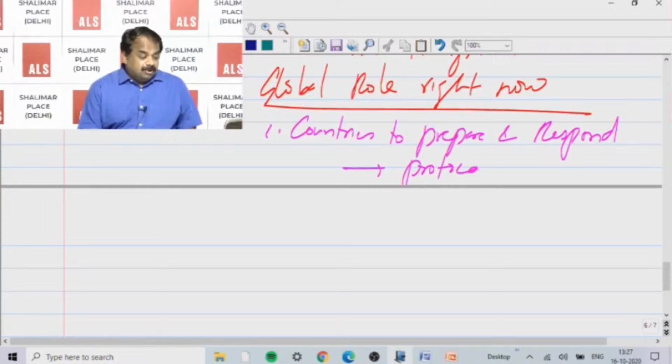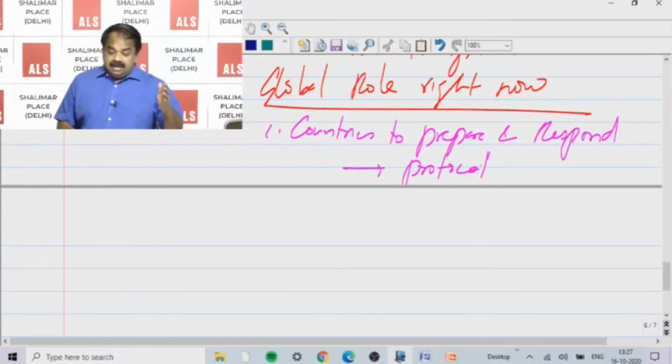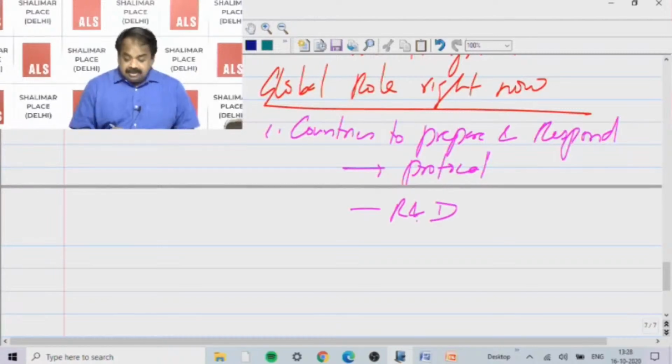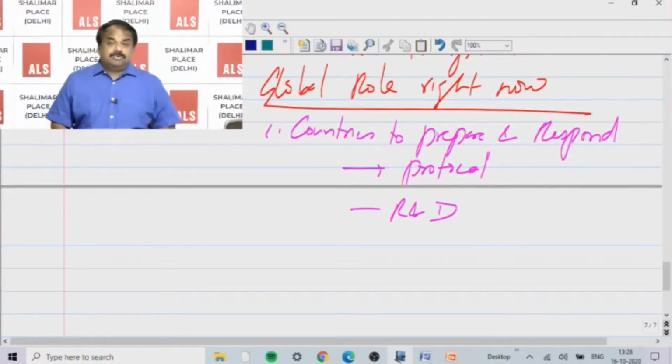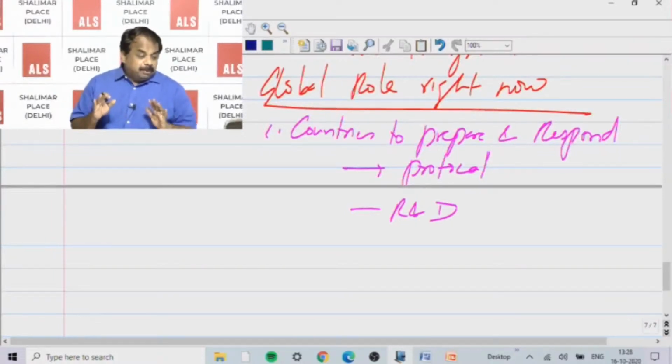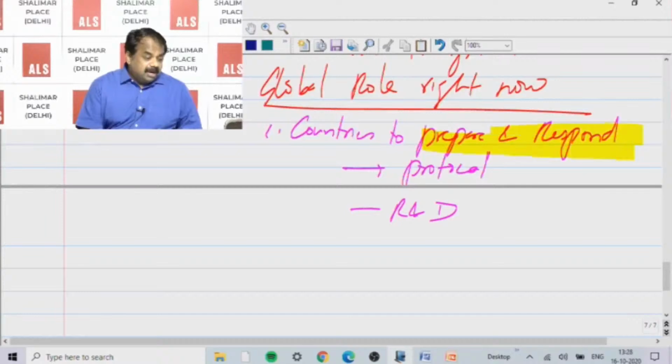The protocol, then how to get the essential supplies for the frontline workers, what all should be given to the frontline workers. Then also they concentrate on research and development, and of course, how to ensure that the treatment is available to all. So preparing and responding to the problem is the WHO's responsibility.